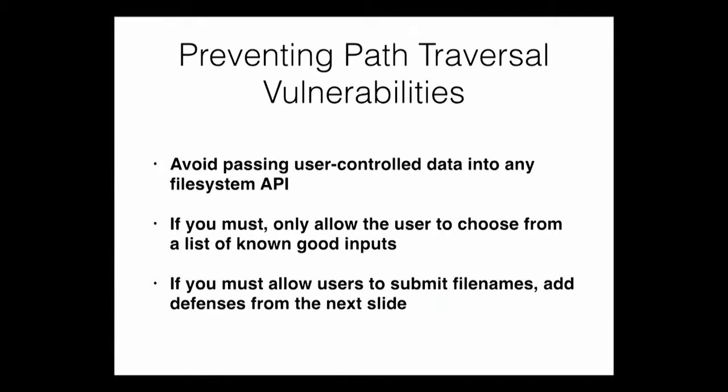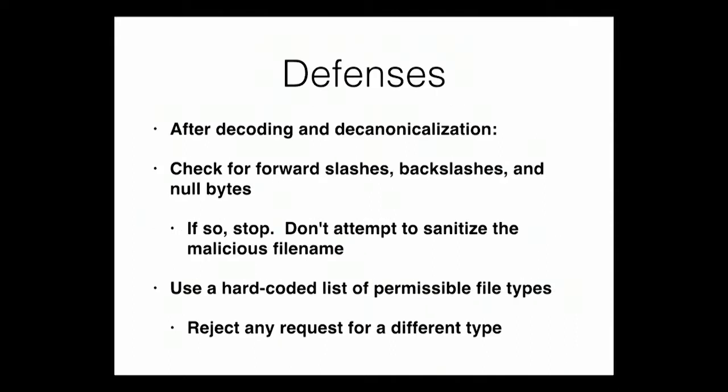So if you want to prevent all this nonsense, you shouldn't be using user-controlled data directly in anything that goes in the file system. If you must let the user do something like choose a file name, then you should let them choose from a list of known good inputs or characters or something. We talked about this. And the next slide has more defenses.